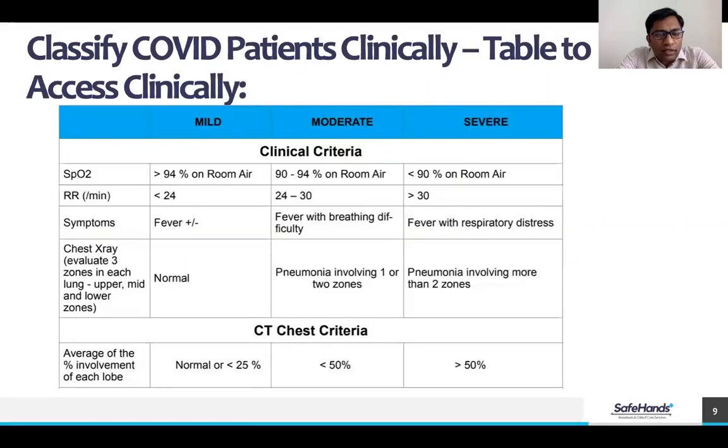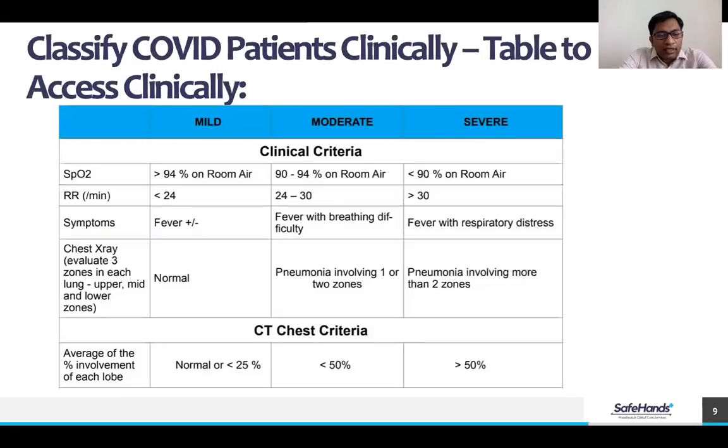Chest X-ray evaluates 3 zones in each lung: upper, middle, and lower zones. In a chest X-ray, it will be normal in case of mild. Moderate cases will have pneumonia involving 1 zone. In severe cases, pneumonia involving more than 2 zones.